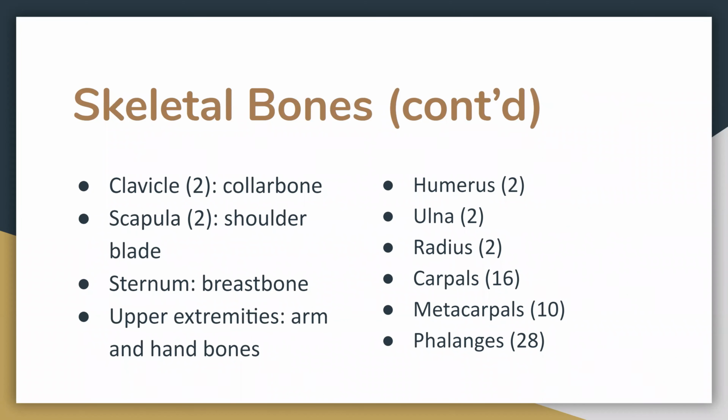Now these are other sets of bones, but they're much smaller sets. You have the clavicle, which is the collarbone, the scapula, shoulder blade. You have the sternum or breastbone. You have the upper extremities, arm and hand bones, and you have the humerus, the ulna, the radius, the carpals, which comprise your wrist, and the metacarpals. And then you have the phalanges.